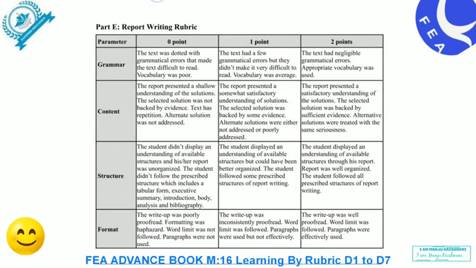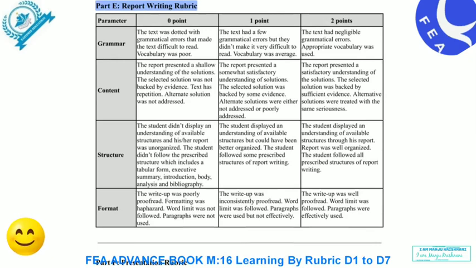128. Part A, Report Writing Rubric. Parameter: 0 points. The text was dotted with grammatical errors that made it difficult to read. Vocabulary was poor. Content: the report presented a shallow understanding of the solutions. The selected solution was not backed by evidence.